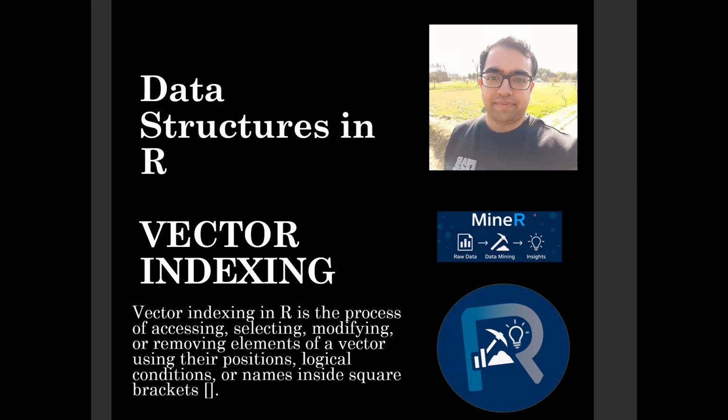Again, with a session on data structures in R. In this session, we will focus on vector indexing. Vector indexing in R is the process of accessing, selecting, modifying, or removing elements of a vector using their positions, logical conditions, or names inside square brackets.